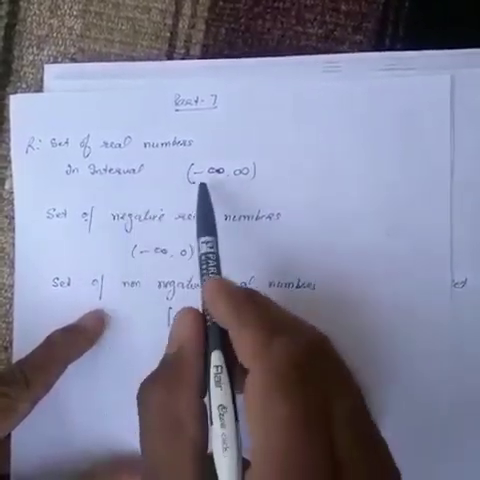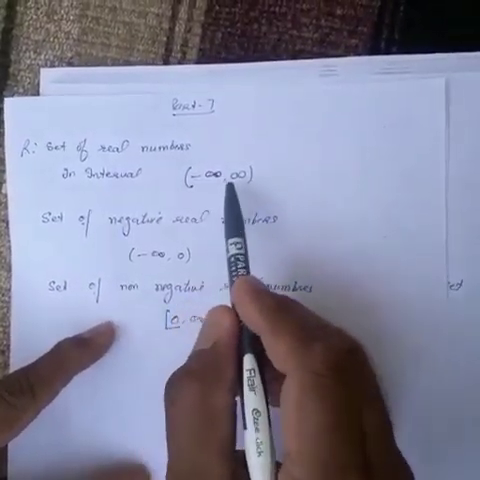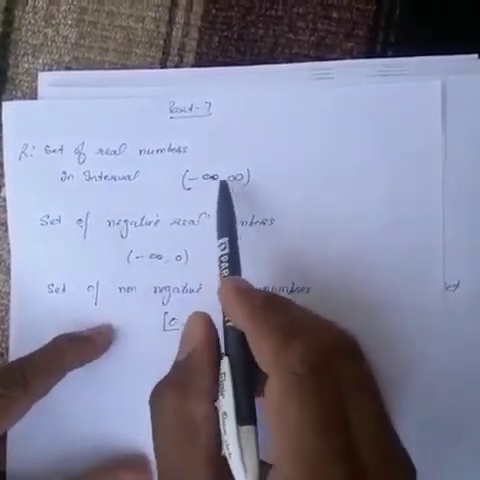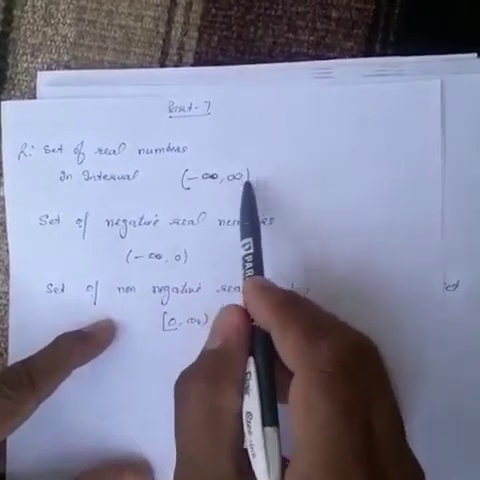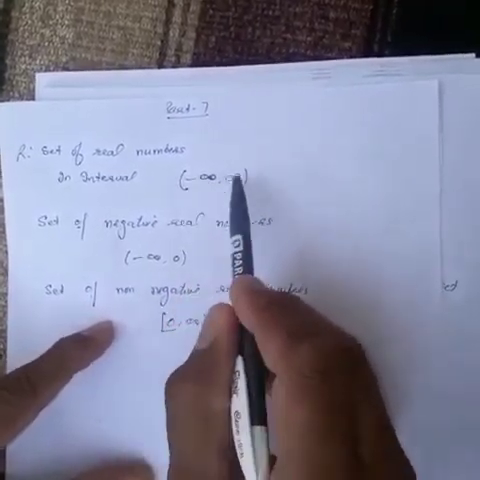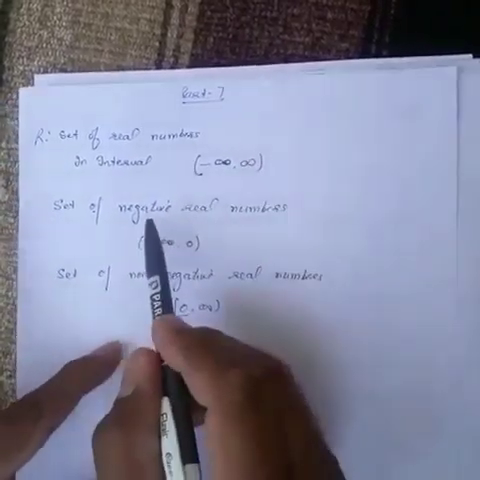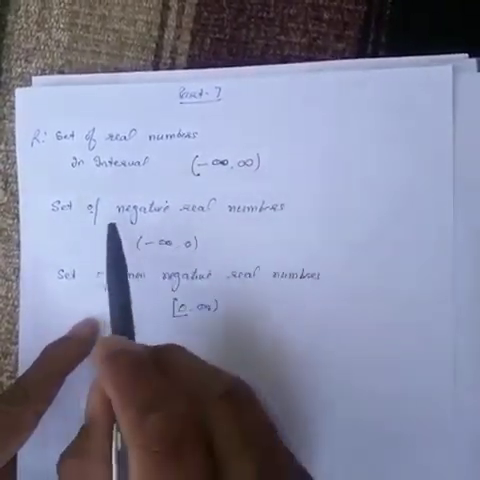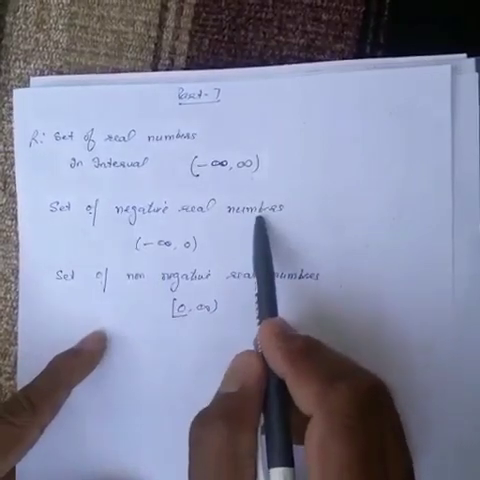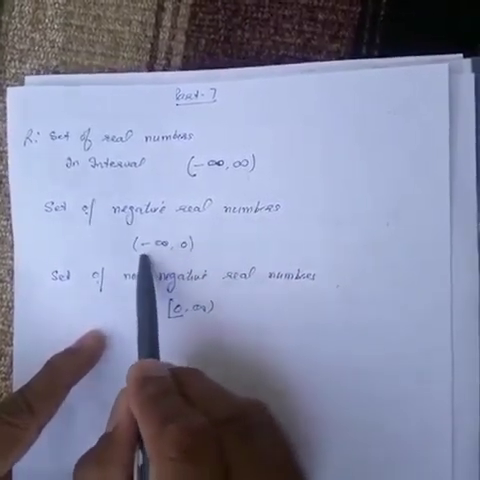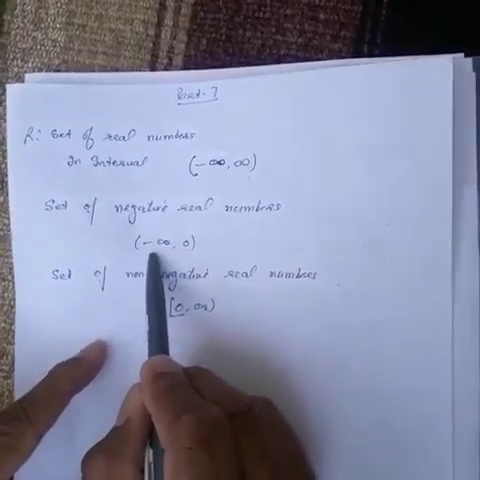So in intervals it may be written as minus infinity to infinity, an open interval. And one important thing about this, we will always write an open interval at infinity. So it should be open interval minus infinity to infinity. Similarly, another set, the negative real numbers, using intervals may be written like this: minus infinity to 0. So open interval at minus infinity.